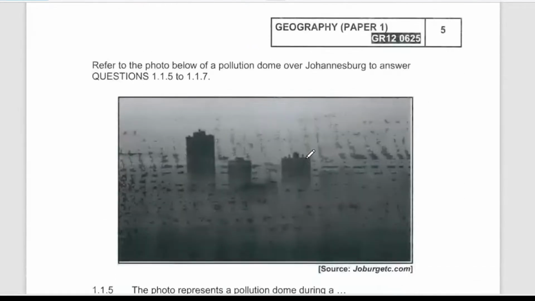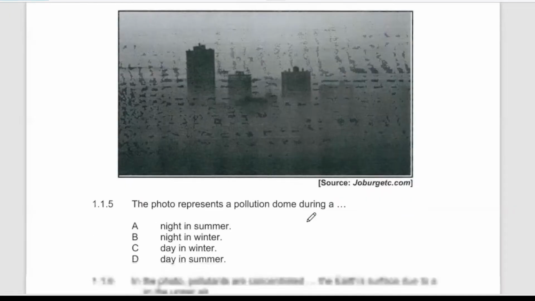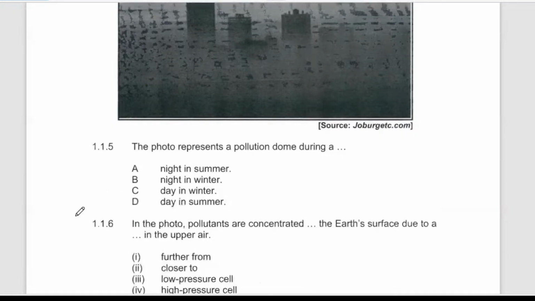Right, moving on to the next question. If you see, this question is talking about a pollution dome. Whenever we're talking of a pollution dome, remember we are looking at a situation of the concentration of pollutants in an urban area. If we look at this illustration, we can see that there is a high concentration of pollutants in this built-up area, in this CBD.